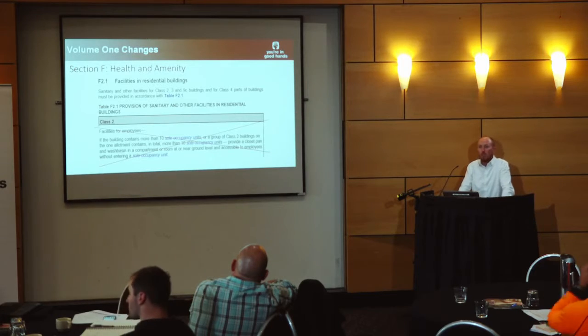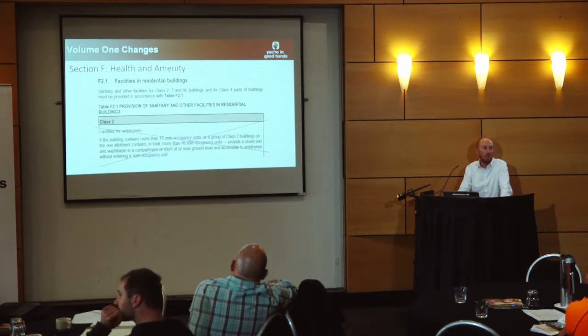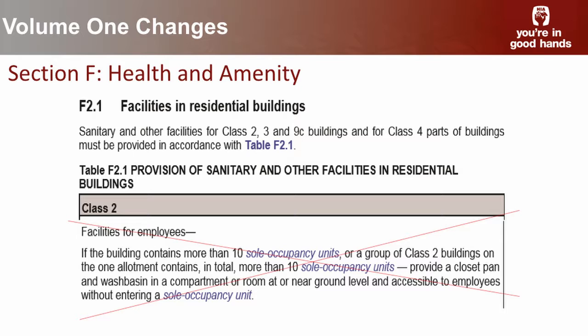Another change, which lo and behold, something's actually been taken out of the code. You wouldn't believe it. Usually we never see stuff taken out, it's only added in. But a change that's been incorporated, which very much came from a lot of people in the room giving feedback to us and others, is that the old janitor's room requirement, where you needed to have a sanitary facility for a Class 2 and 3 building where you had more than 10 SOUs for the Class 2.